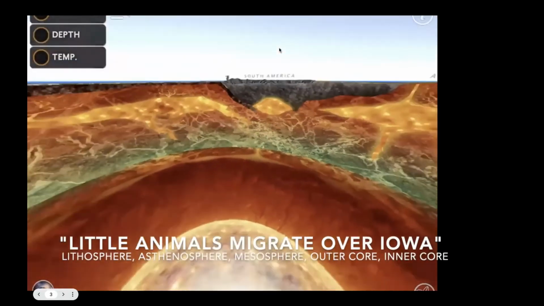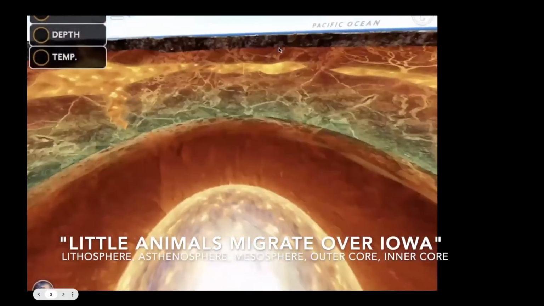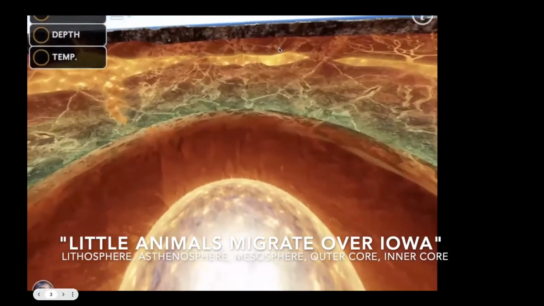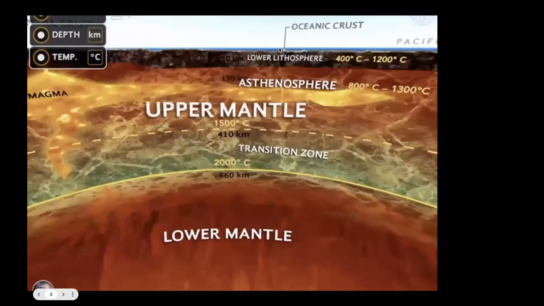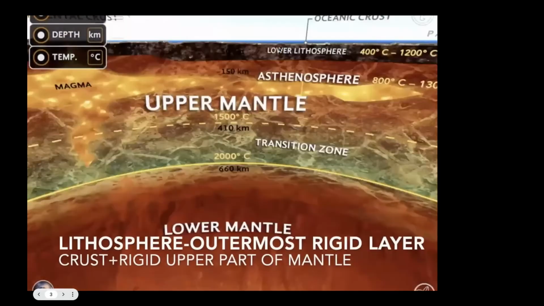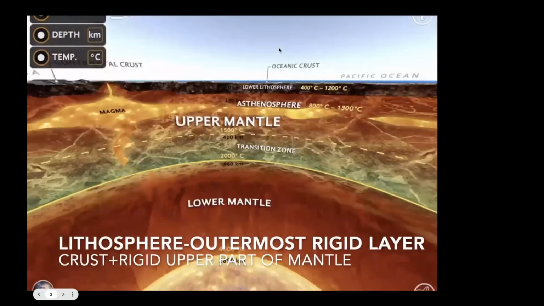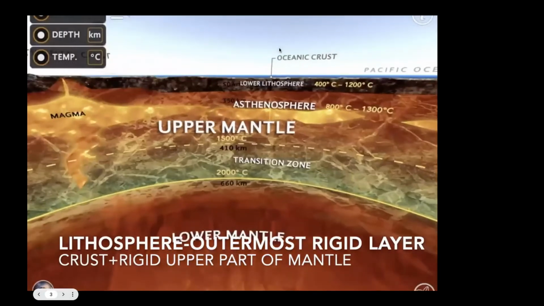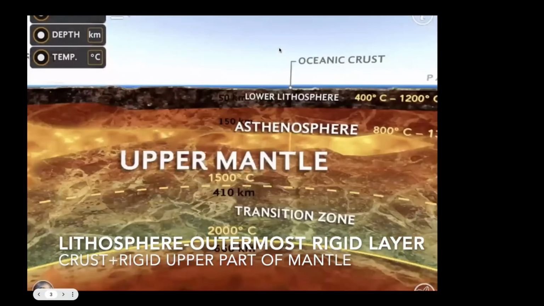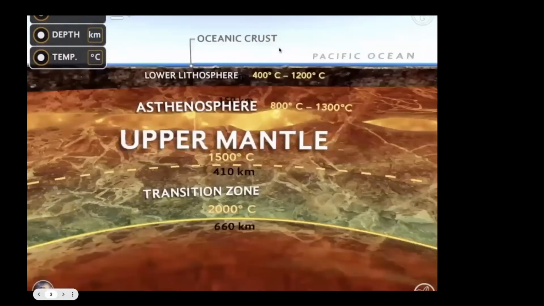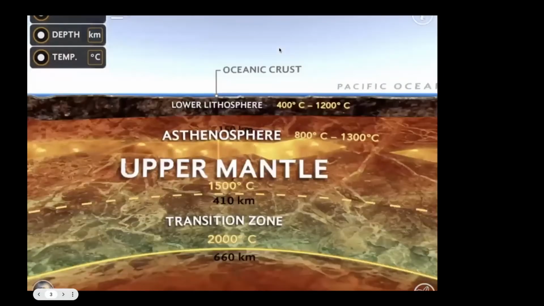So let's start with little. Little stands for the lithosphere. So let's go ahead and take a look at the lithosphere. So the lithosphere is the outermost rigid layer, and it's made out of the crust and the top rigid upper part of the mantle. And it's also divided into pieces called plates. So little stands for lithosphere.